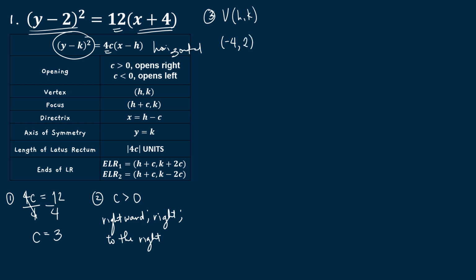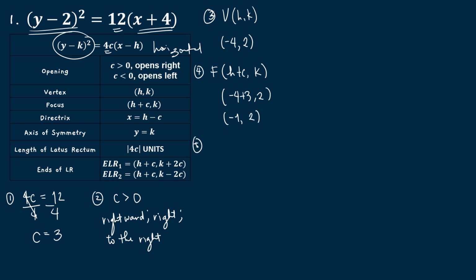Then, after that, we can now solve for the focus, which is h plus c, comma k. So we will have negative 4 plus 3, comma 2. So that is negative 1, comma 2.